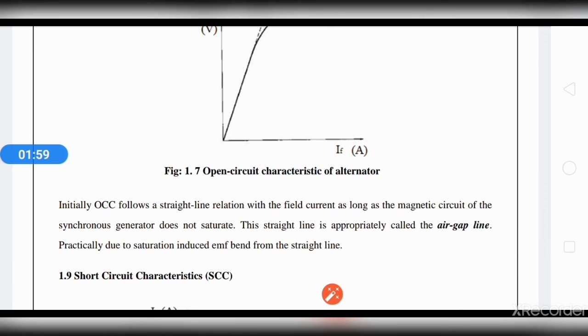Initially, the open circuit characteristic of the alternator follows a straight line relationship with the field current. But as the magnetic circuit of the synchronous generator saturates, the straight line takes a bent shape, and the straight line becomes bent after the saturation region of the alternator. This straight line is also known as the air gap line in the OCC characteristic.